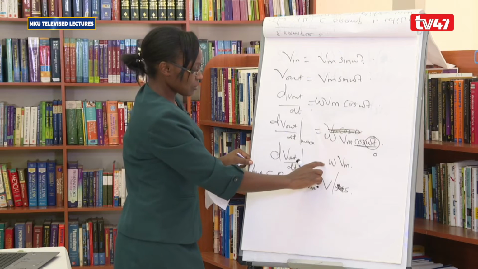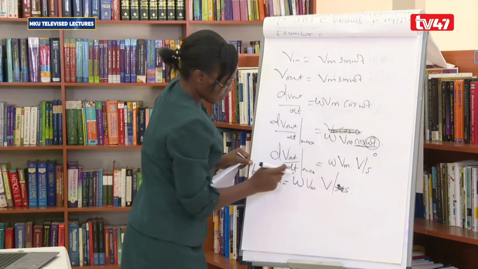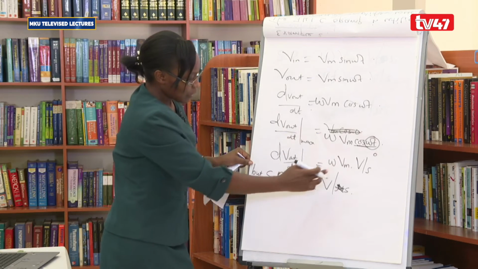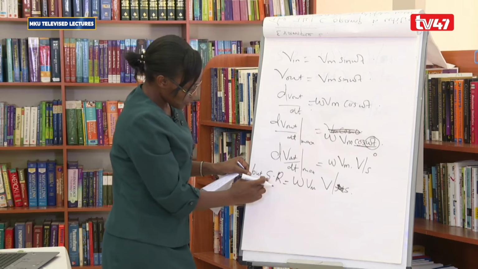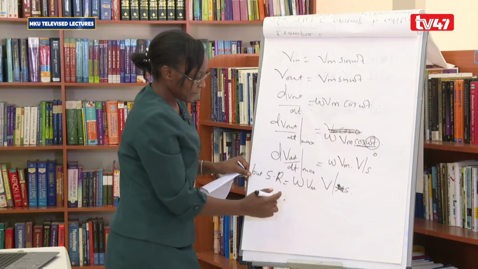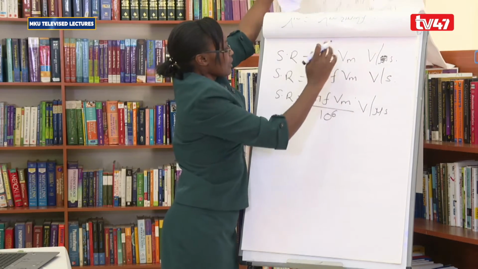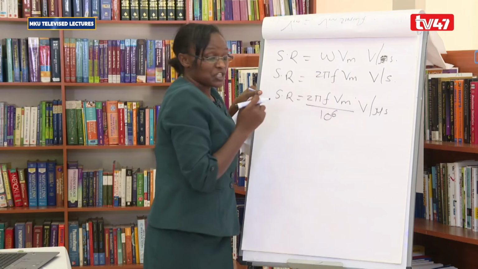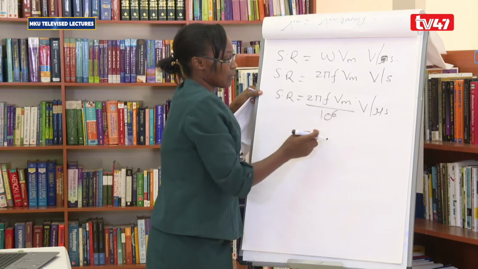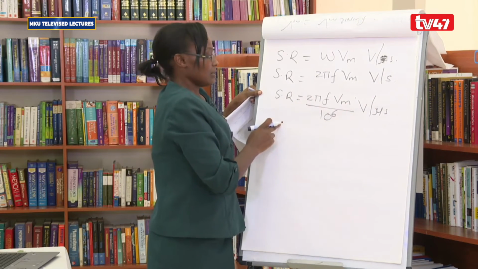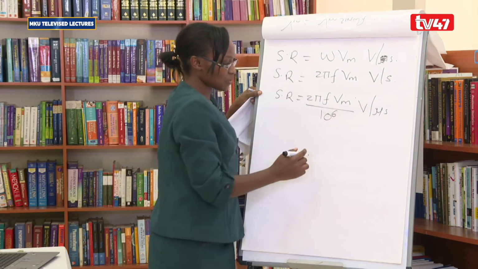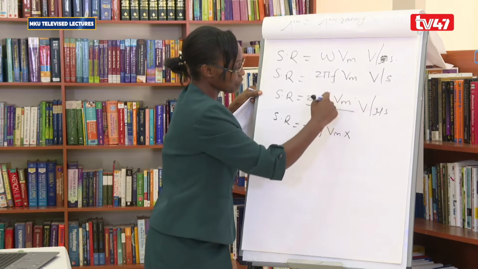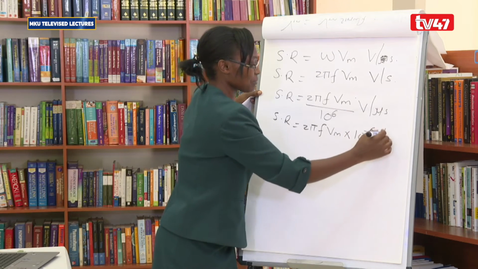Remember, dVout over dt maximum is equal to omega Vm. This is volts per second, because we are dividing with seconds here. The rate of change of the output is expressed per second. But we know this is equal to slew rate, which can also be written as omega Vm volts per second, or 2 pi f Vm, where Vm is the peak voltage, volts per second. And because we are talking about microseconds, we can express it as 2 pi f Vm divided by 10 to the 6, volts per microsecond.